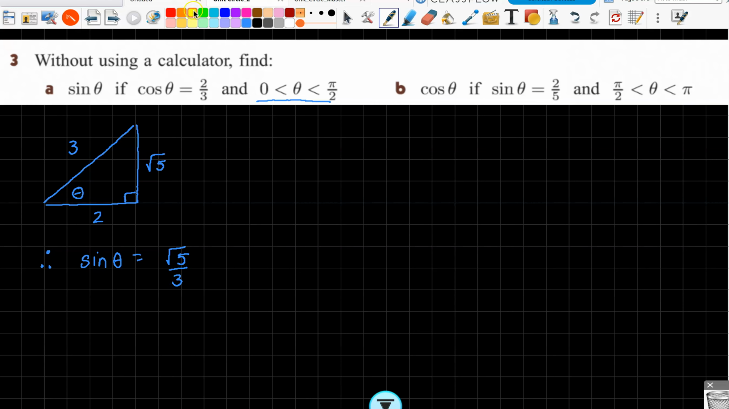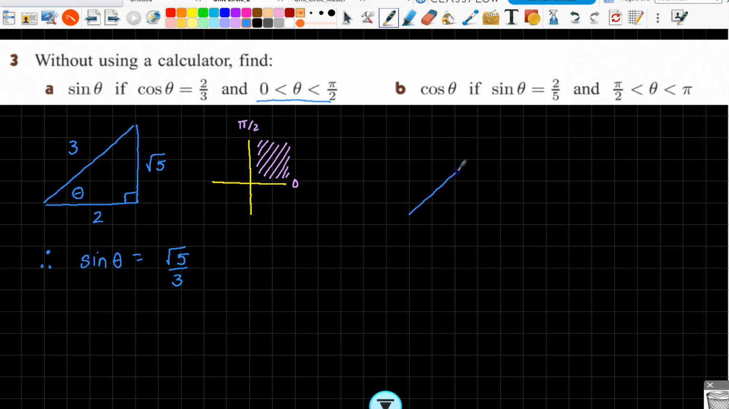So it's simple, let's have a look at our quadrant here. And what are we talking about when we're going 0 to pi on 2? So here's 0, here's pi on 2. So we're definitely talking about this quadrant. And in that quadrant, sine can only be positive. Okay, so we leave it as it is.